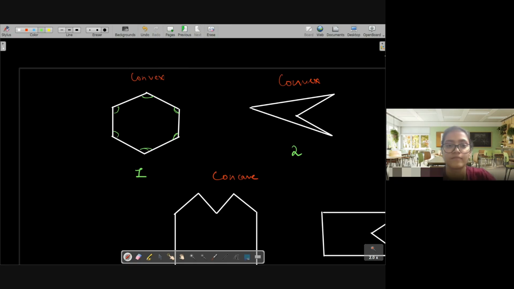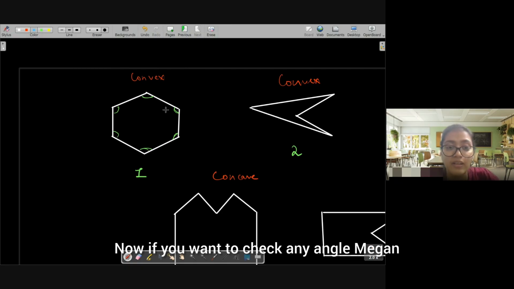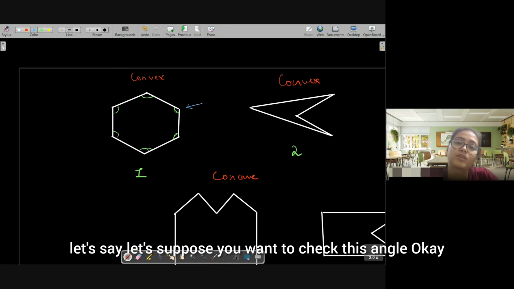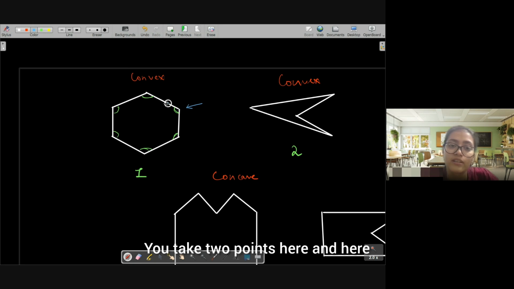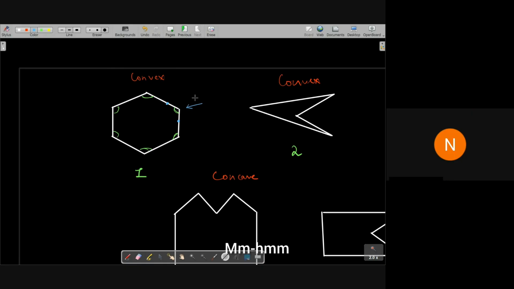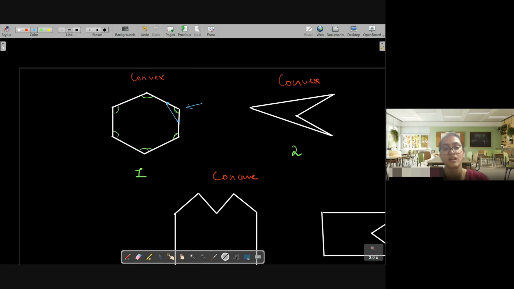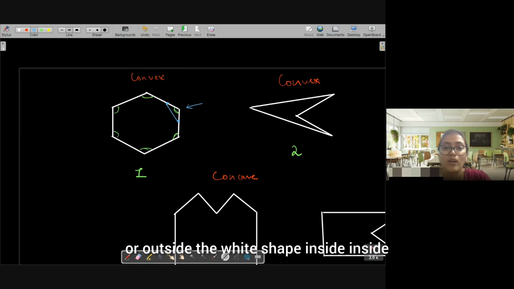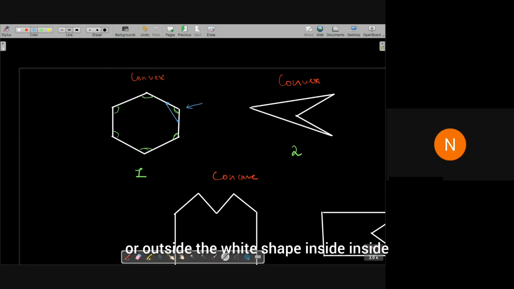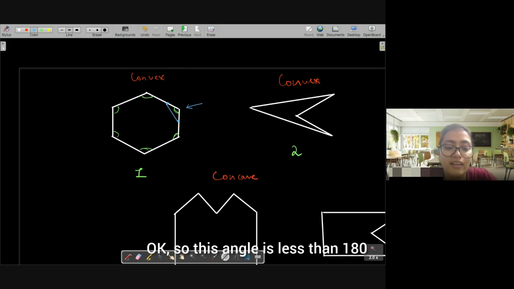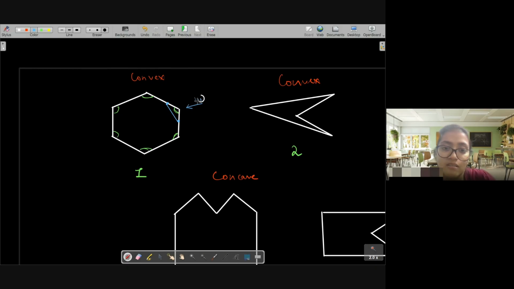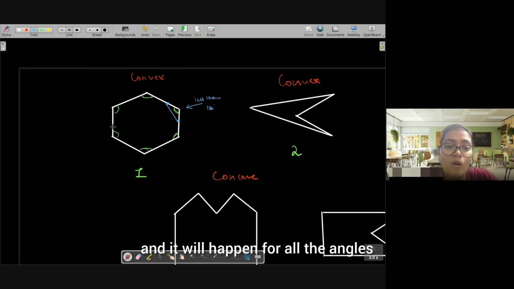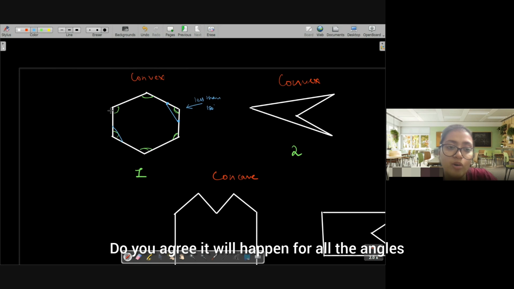Okay. Now, if you want to check any angle, Megan, let's suppose you want to check this angle. You take 2 points here and here. Can you do that? Then you connect these 2 points. Now this blue line, does this blue line lie inside the white shape or outside the white shape? Inside. Okay. So this angle is less than 180. And it will happen for all the angles. Do you agree it will happen for all the angles?